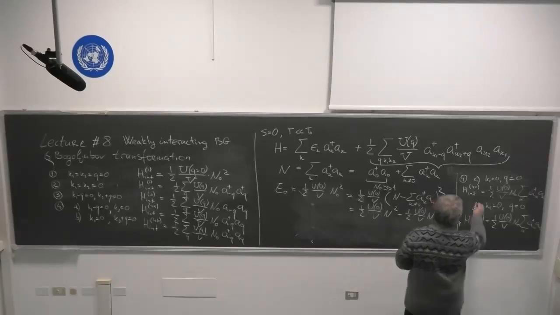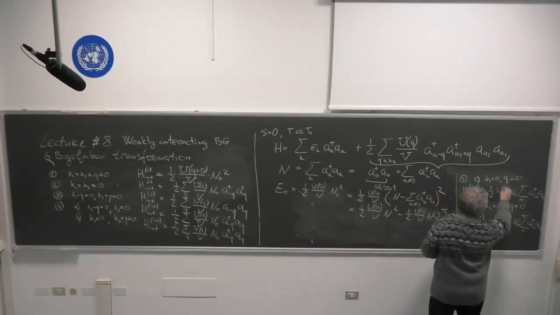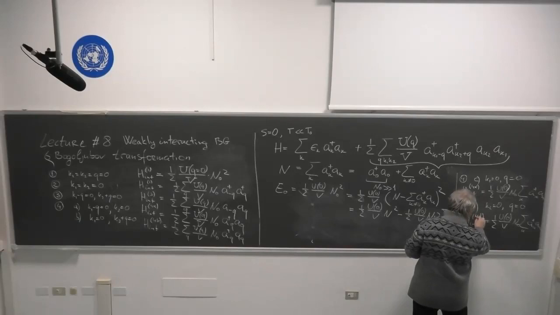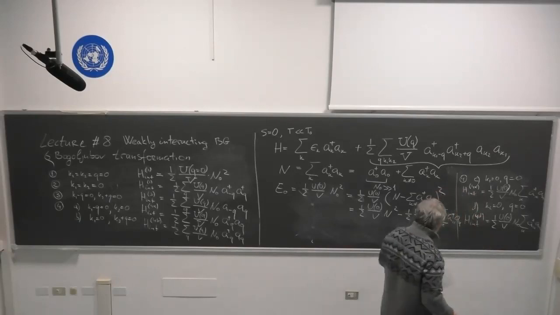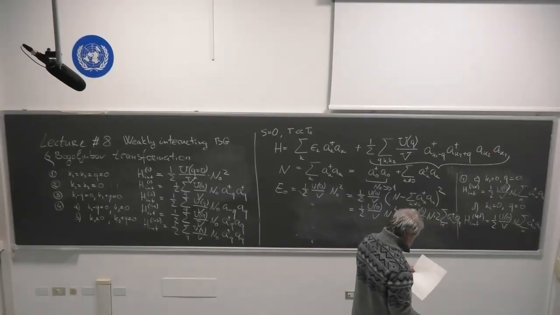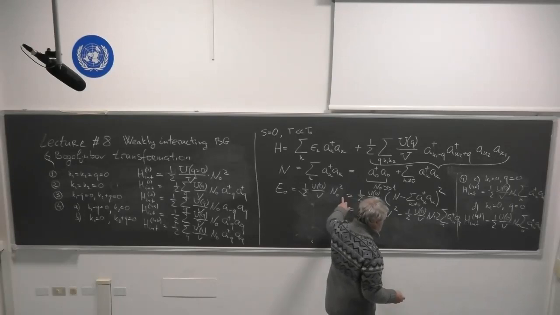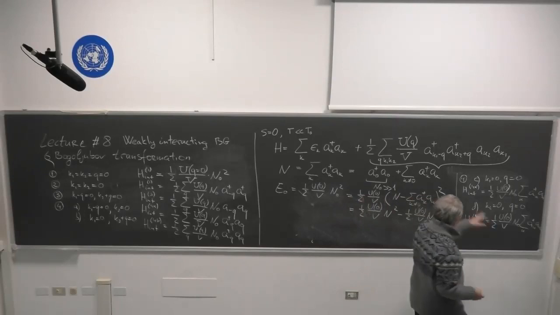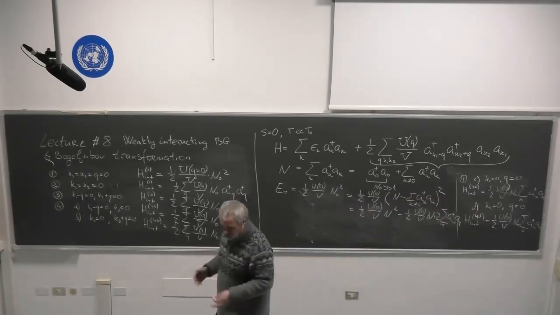Sorry, I'm not able to see 4C. 4C. This is 1/2 U node divided by V and N node sum over K, A dagger K, A K. The same as 4D. 4C and 4D are the same. Okay? Thank you. So, with this trick, I replaced everywhere N node by N, the total number of particles.